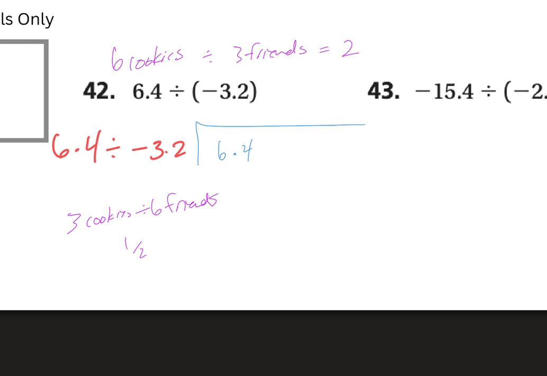But 3.2, so hang on, let me back up. If you saw that the answer was 2 right here, congratulations. It's also negative 2 because of that negative. But if you didn't know that, if you're like, whoa, math guy, chill out.